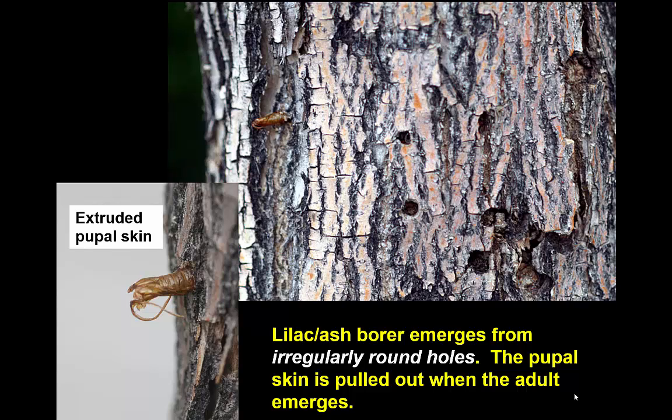Whereas the lilac ash borer is a type of moth, and moths cannot chew, so all the chewing has to be done by the larva. The larva chews and leaves just a little window for the adult to push its way through when it does emerge. It pupates just behind that little window, and the adult emerges, often pulling out the extruded pupal skin, and producing a hole that is sort of roundish, maybe irregularly round.